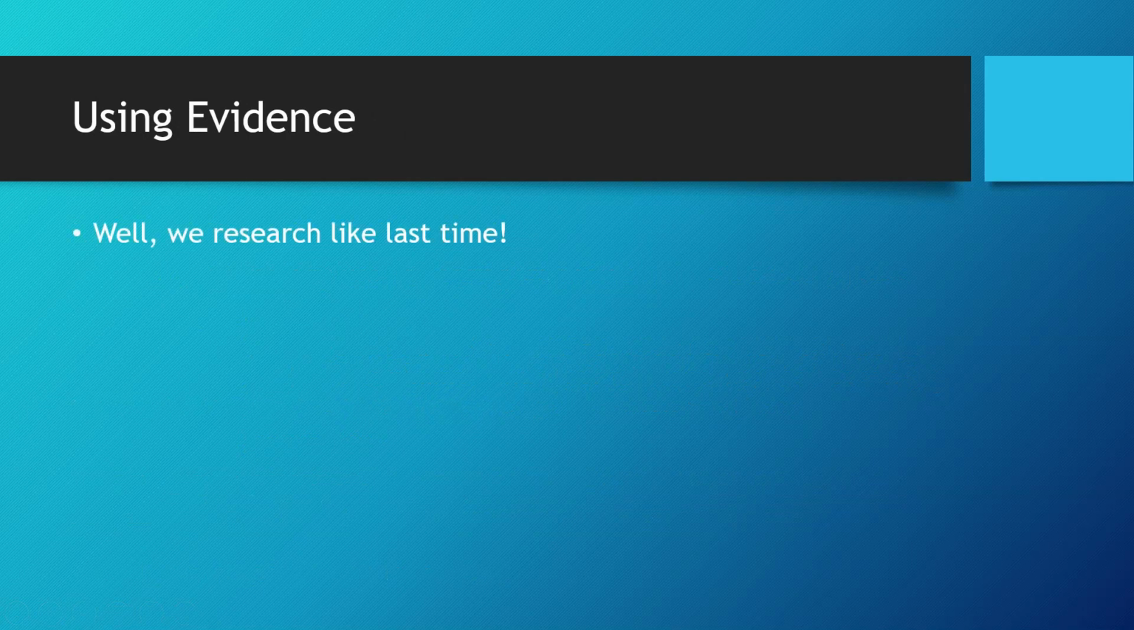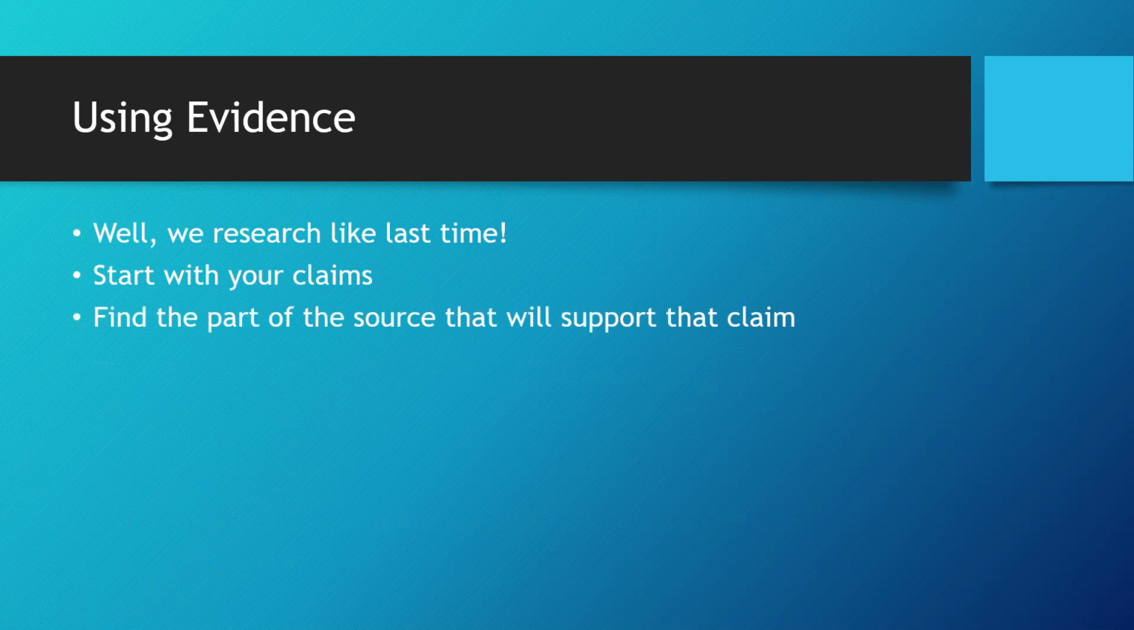So just some things about using evidence. The first thing is we're going to research just like last time. When you find your topic, you're going to do some initial research and you're going to use that as evidence. But this time, I would encourage you to outline your claims of your speech first, because that's going to give you a little more specific research direction if you start with your claims. Know that you may have to throw out your claims. You may have to junk a claim eventually, but that's okay. And then find the part of the source that will support that claim.